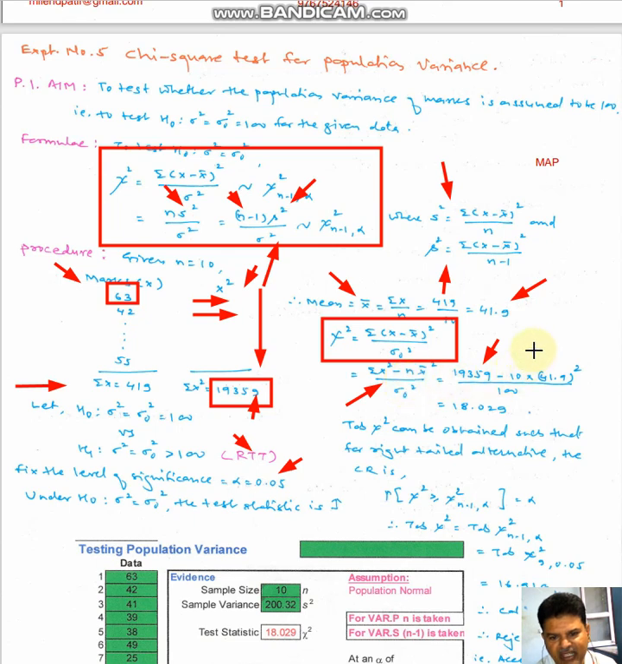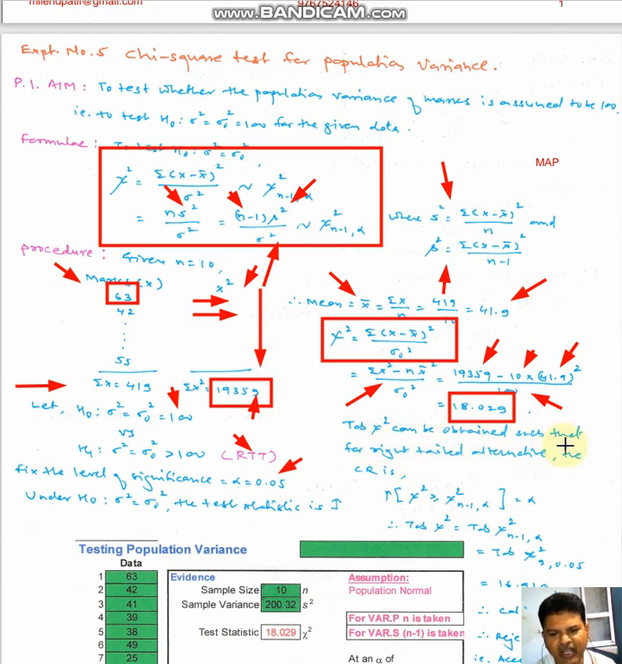What is n? n is 10. What is x bar? x bar is 41.9. Square it and divide by sigma naught square, and sigma naught square is known to us, it is 100. So that should be divided by 100. If you solve this, we are getting the value 18.029. Now we need the table value.